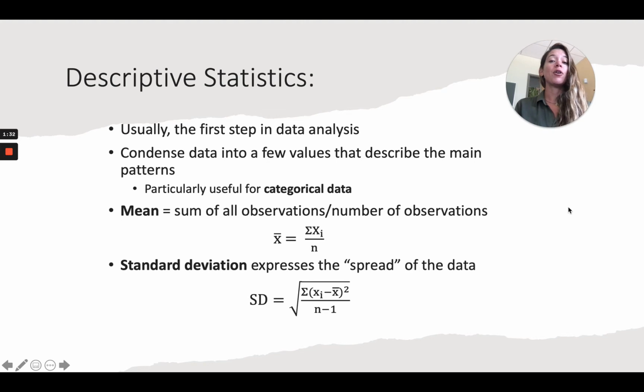Now, in this video, we'll start with some basics. Descriptive statistics are usually the first step done in analyzing data. They allow us to condense our data into a few values that describe the main patterns observed. Now, I'll point out that these types of descriptive statistics are most useful when analyzing categorical data. If you don't recall what categorical data is, I recommend watching our first video on types of data.